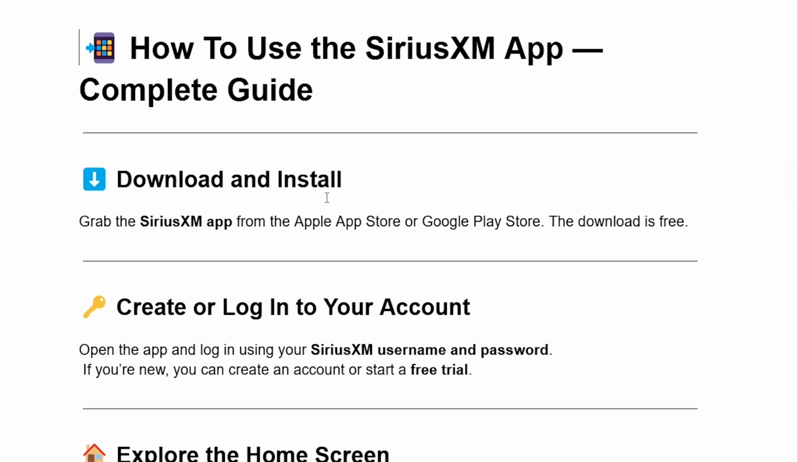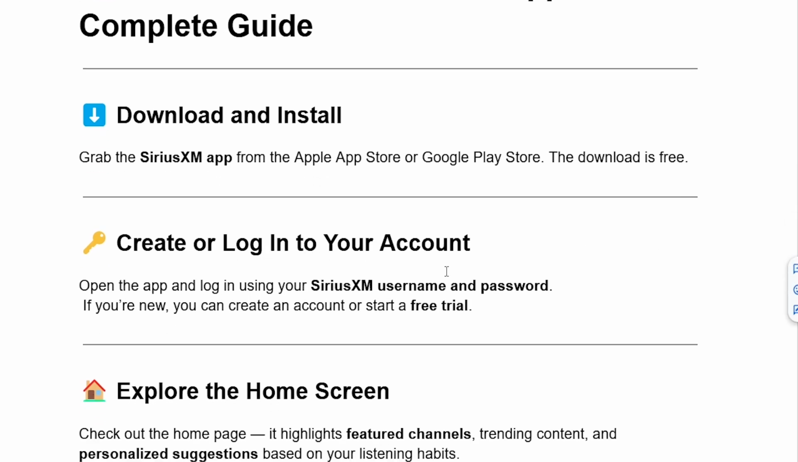First, download and install. Grab the SiriusXM app from the Apple App Store or Google Play Store. The download is free. Create or log into your account. Open the app and log in using your SiriusXM username and password. If you're new, you can create an account or start a free trial.